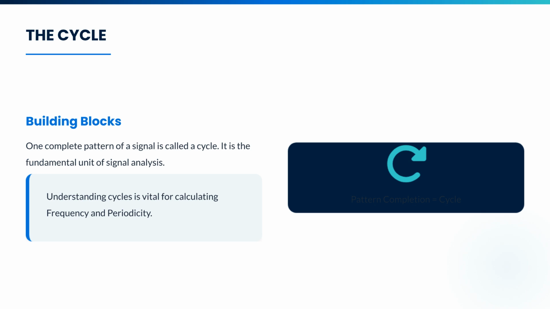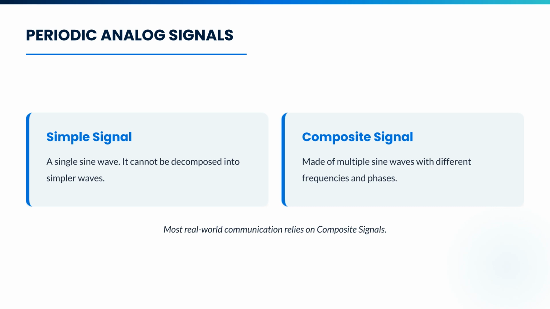The cycle is the fundamental unit of signal analysis, representing one complete pattern of a signal. Understanding cycles is vital for calculating frequency and periodicity in signal analysis. Periodic analog signals are categorized as simple or composite. A simple signal is a single sine wave that cannot be decomposed. A composite signal is made of multiple sine waves with different frequencies and phases. Most real-world communication relies on composite signals.